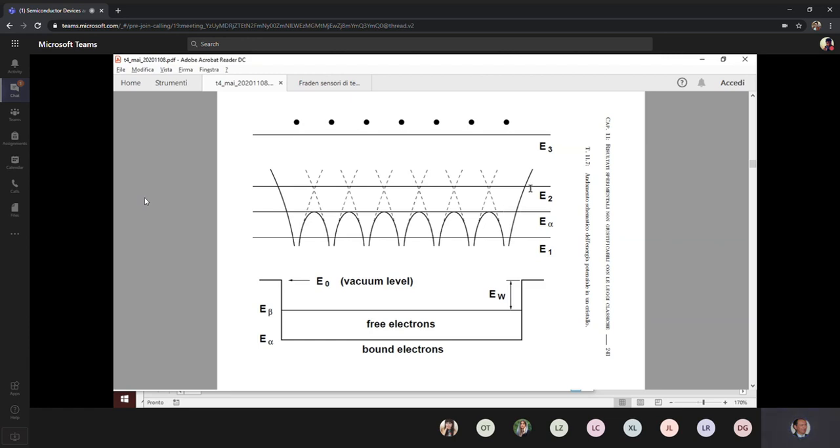If you consider another electron that is at higher energy, like E2, this electron will be free to move inside the crystal, but will not get out of the crystal because of the barriers. Of course, we consider the crystal in vacuum, so there is vacuum outside.